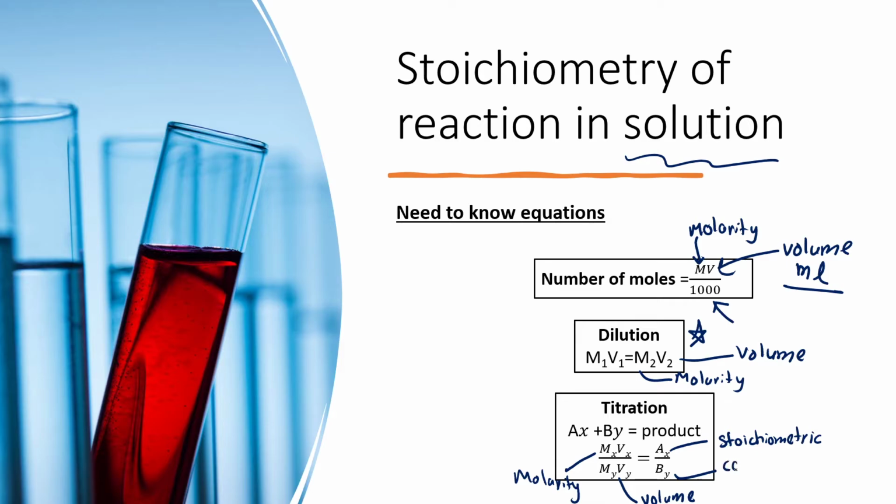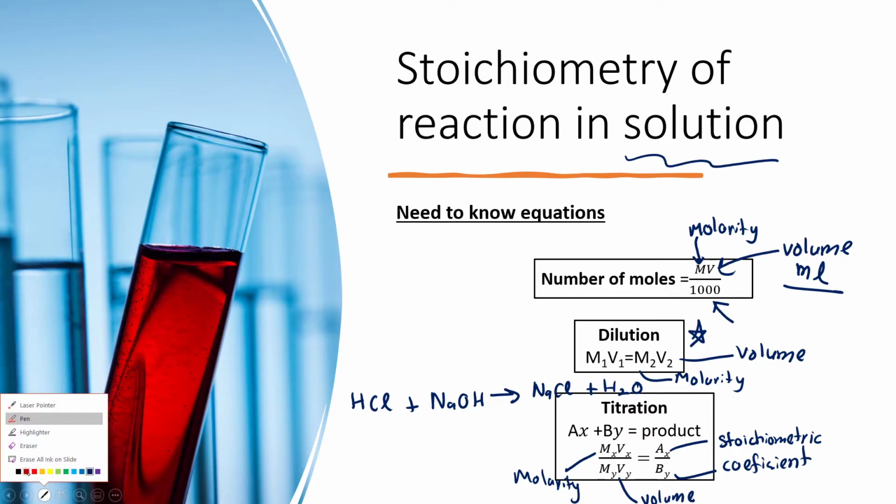Stoichiometric coefficient. Okay, what is that by A and B? So for example, HCl plus NaOH. Okay, to titrate this, you get NaCl plus H2O, and its stoichiometric coefficient is 1, it's already balanced.